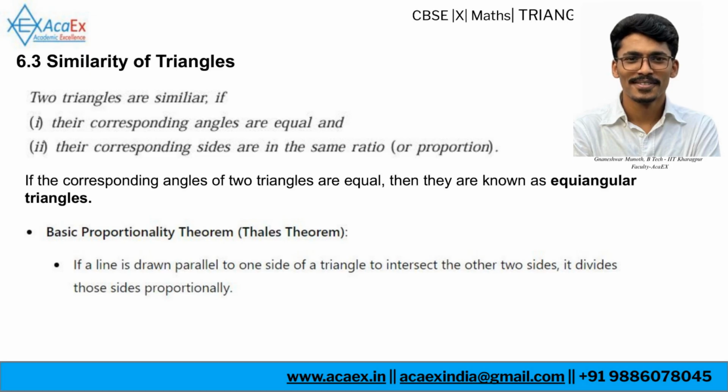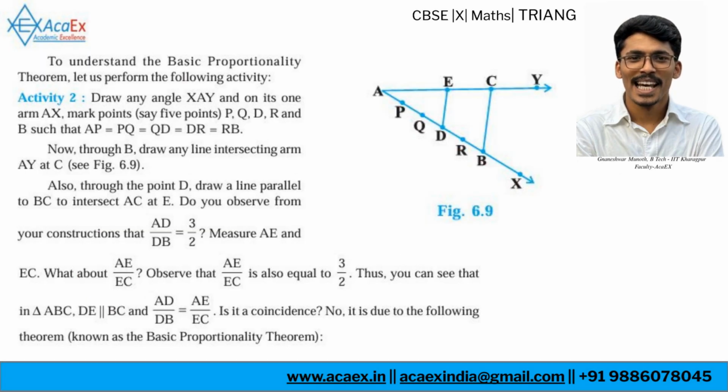Similarity of triangles. Two triangles are considered similar if their corresponding angles are equal and their corresponding sides are in the same ratio. Triangles with equal corresponding angles are known as equiangular triangles. Basic proportionality theorem, also known as Thales' theorem. If a line is drawn parallel to one side of a triangle to intersect the other two sides, it divides those two sides proportionally.